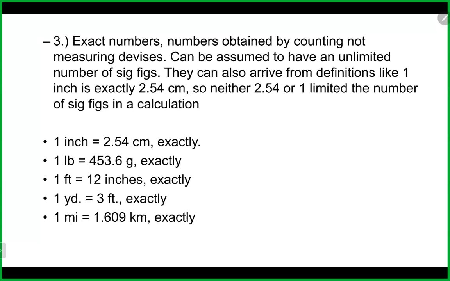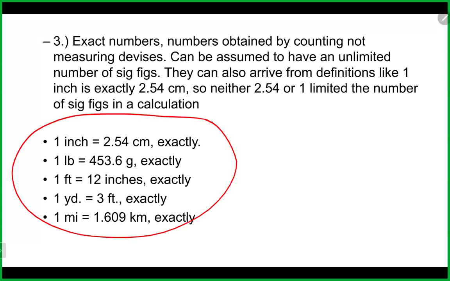Exact numbers, in chemistry, are determined by two things. They are things that are counted, like the eraser example, where you're not going to do any type of measurement to figure out how many erasers you have. And there are definitions, like 1 inch is exactly 2.54 centimeters, 1 pound is 453.6 grams, 12 inches in a foot, 3 feet in a yard, 1 mile is 1.609 kilometers. These are some exact numbers that they do want you to know, so make sure that you do know these.